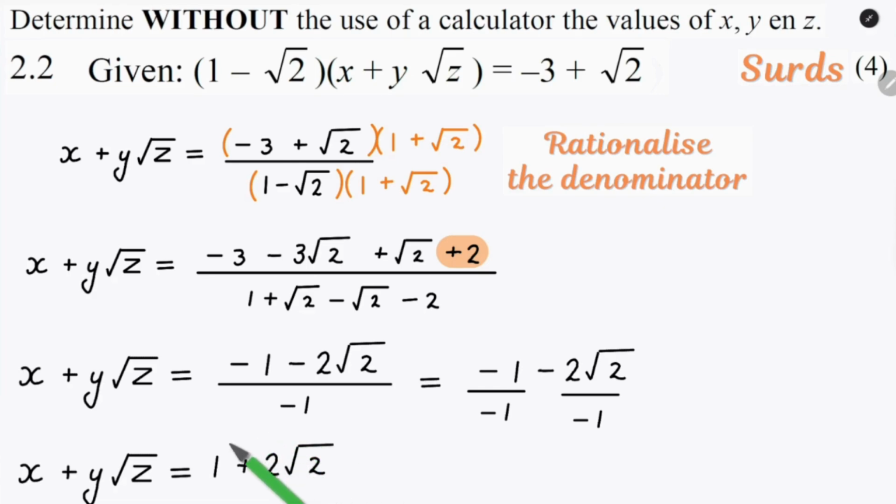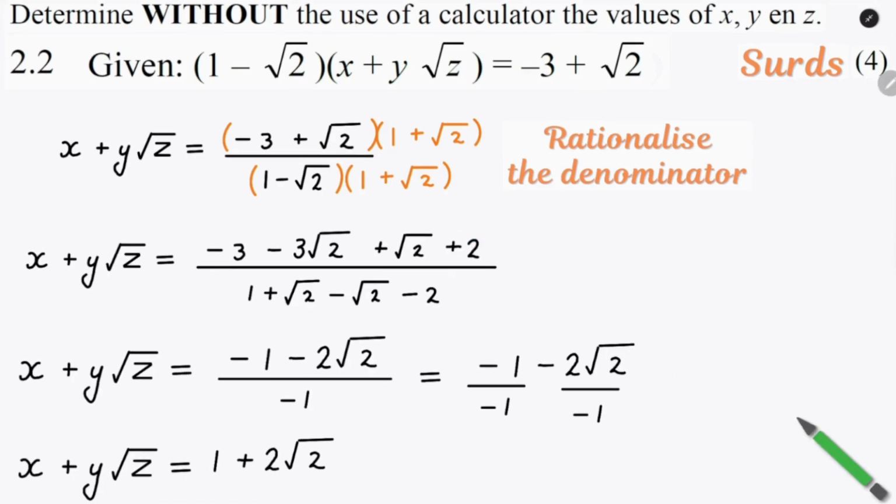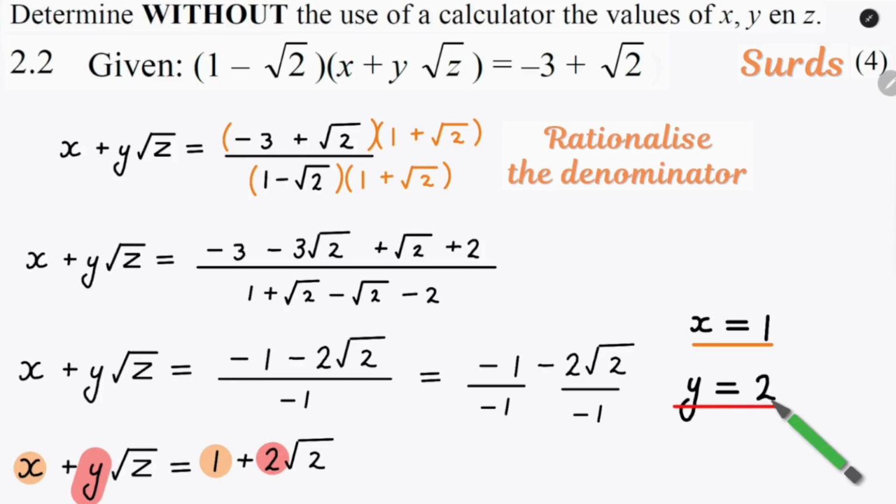And now that the structure of this is matching the structure of that, we can simply read off the values of x, y, and z. And we're going to do it just like this. So if we have a look over here, we can see that x is 1. Okay, and then if we have a look at the y's, we can see that y is 2. It's the number in front of the surd. So we can just state that y is 2. And then z is the number inside of the surd, so we can simply read off that z is 2.